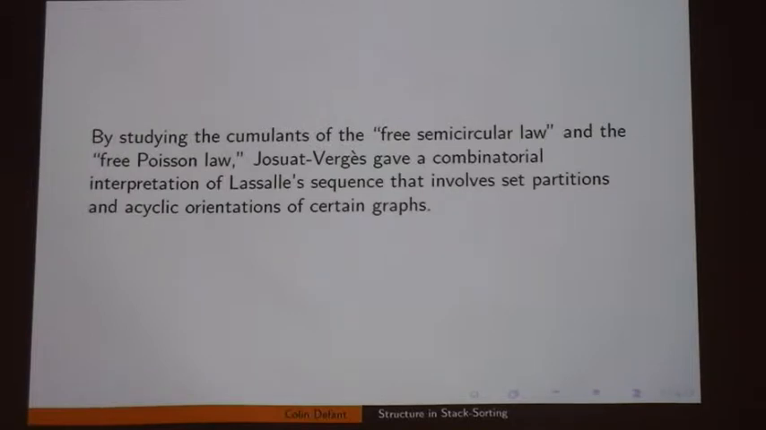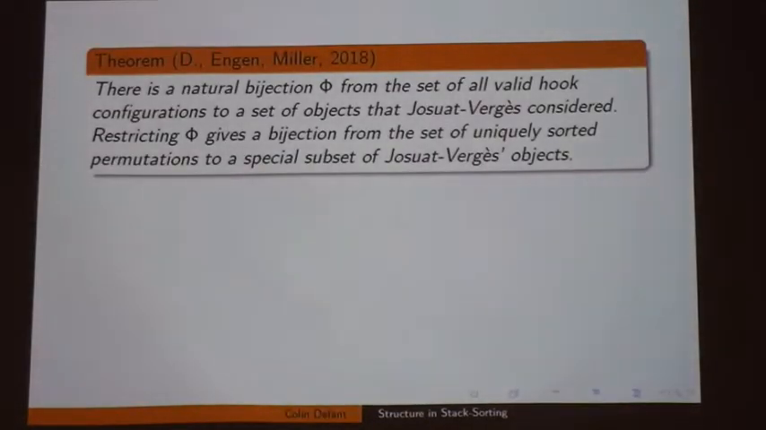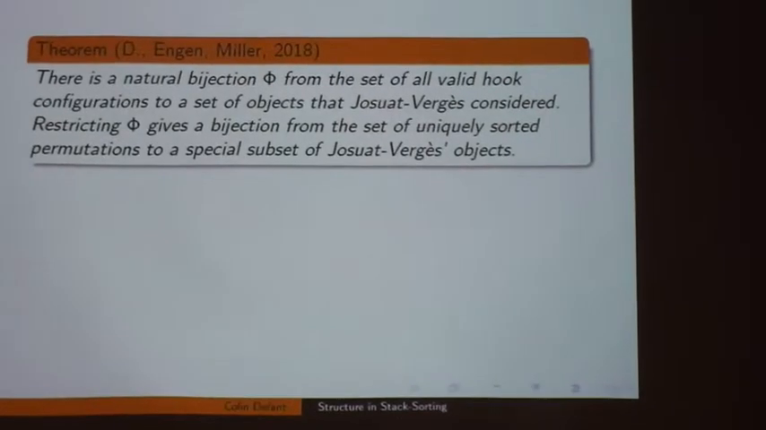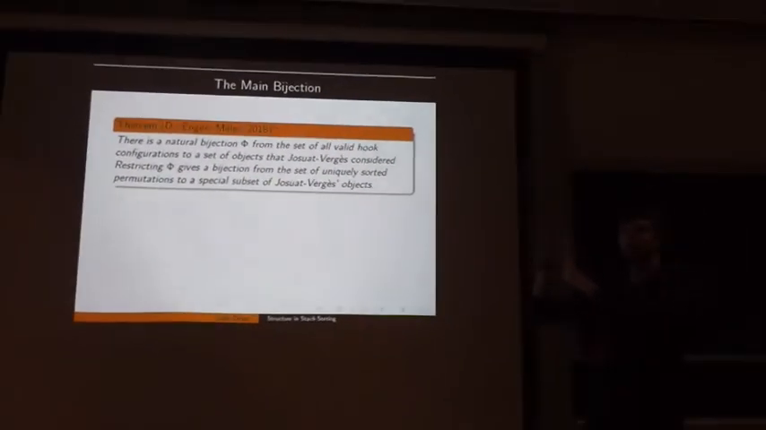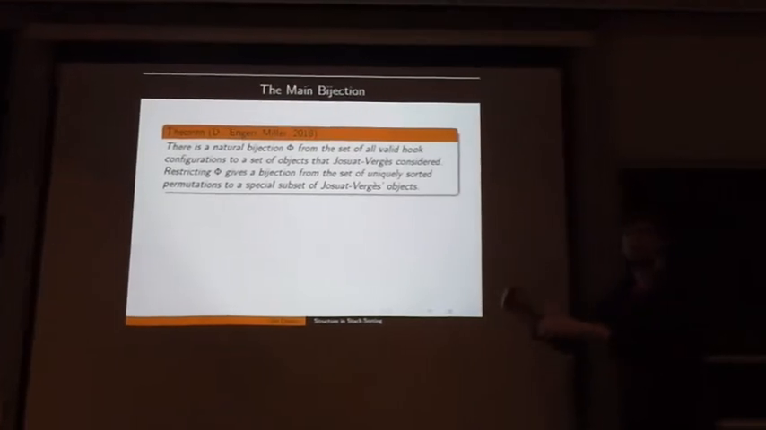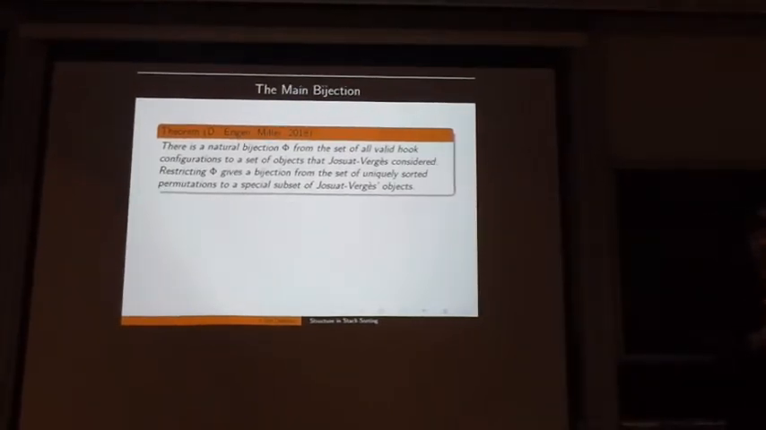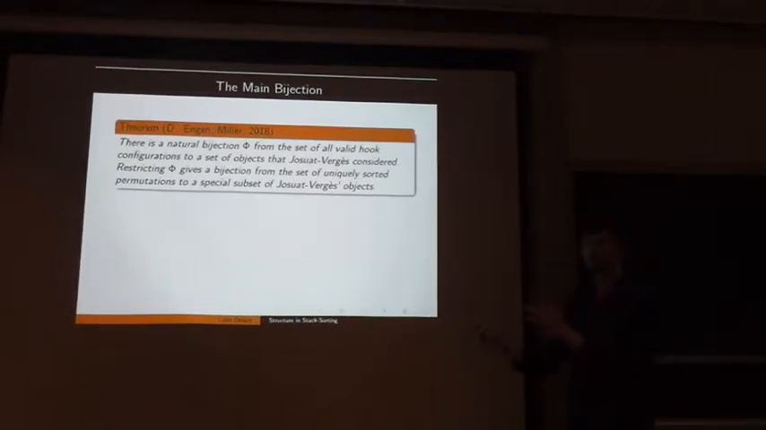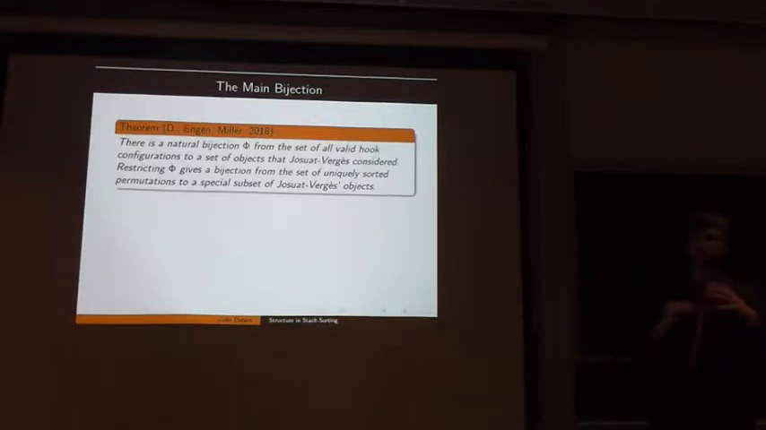Now this is useful for us because Engen, Miller, and I were able to find a bijection, and this bijection goes from the set of valid hook configurations. Remember, these are these new objects that I sort of tried to define for you a few slides ago. So we have a bijection that goes from valid hook configurations to a set of objects that Bousquet-Mélou was studying. And then we show that if you restrict this bijection to the set of valid hook configurations that you can draw on uniquely sorted permutations, you end up getting a bijection between uniquely sorted permutations and a special subset of the objects that Bousquet-Mélou was studying.